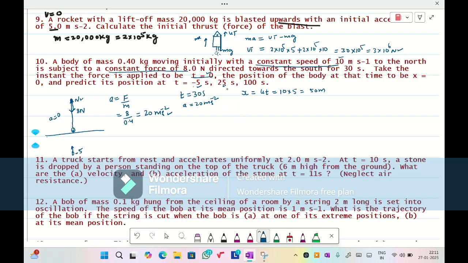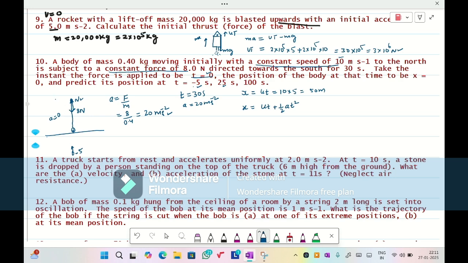Therefore, the position I want is x equal to ut plus half at square. So here, why x equal to ut? Because it is constant speed, so acceleration is 0. But here, at t equal to 0 seconds, it has an initial velocity of 10 meters per second in the upward direction. Okay, now it is in upward direction.